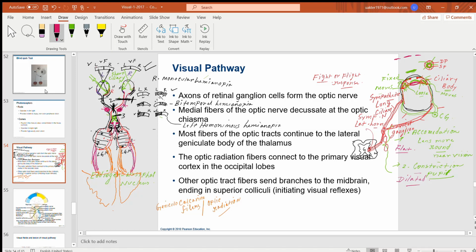Nasal sides will be affected, so half will be affected. Makes sense? So this is the nasal half of the left, and this is the nasal half of the right. Okay, and this will be termed as, this is simple, all this makes sense, right? Binasal hemianopia.